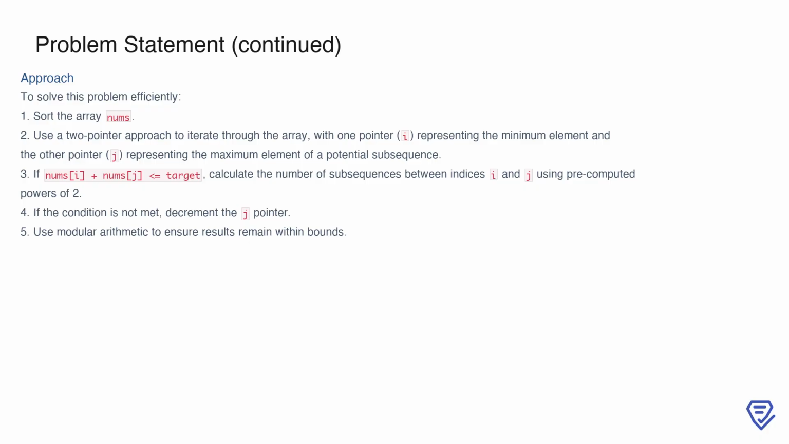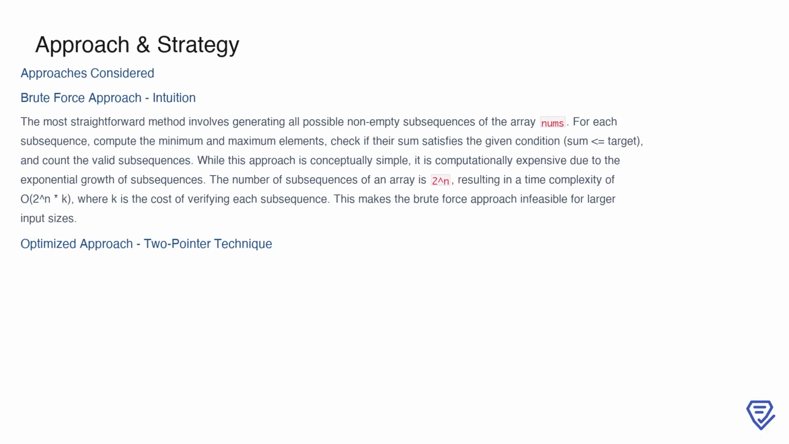Throughout, modular arithmetic ensures that results remain within bounds, as the answer must be returned modulo 10 to the power of 9 plus 7. To approach this problem, we first consider the brute force method. This involves generating all possible non-empty subsequences of the given array, nums.